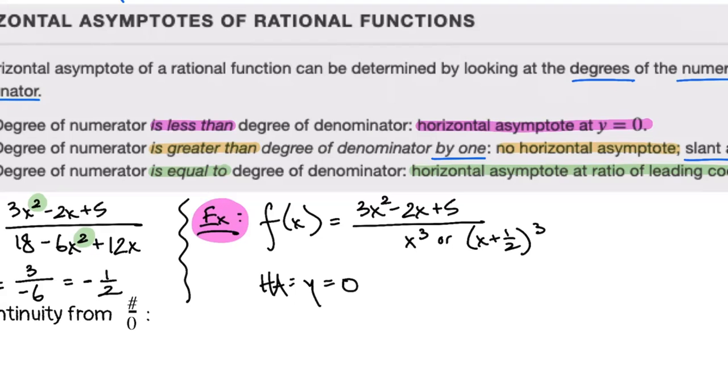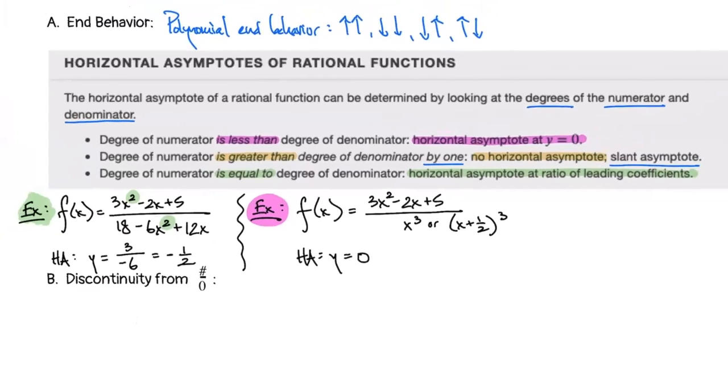But in all of these cases, the degree on the bottom is bigger than the degree on the top. So we end up with a case where we're always going to get a horizontal asymptote of y equals 0.